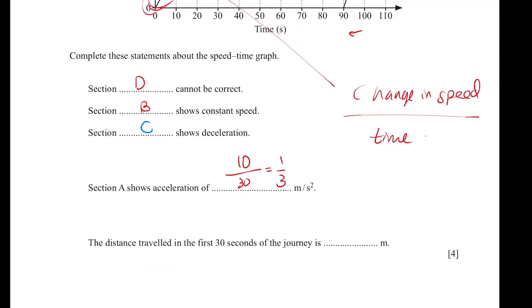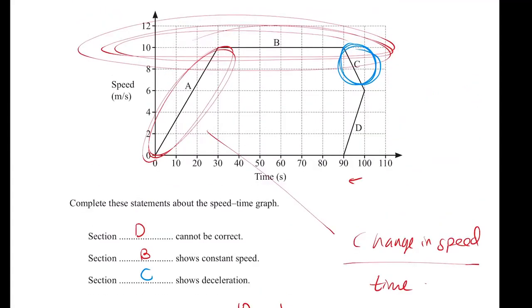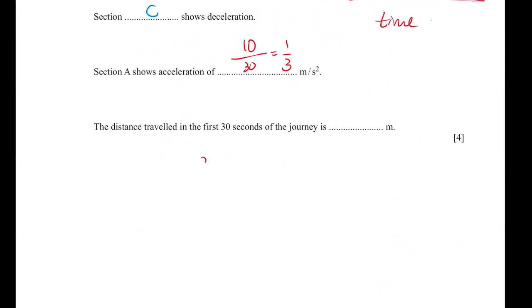The distance traveled in the first 30 seconds of the journey is how much? So distance is always area under the graph. So this one here. Find the area here. You know already your base is 30, your height is 10. So 30 times 10 times half. Half times base times height. Triangle is 30, is 10. So answer would be 150.